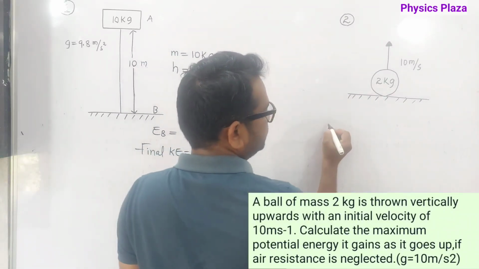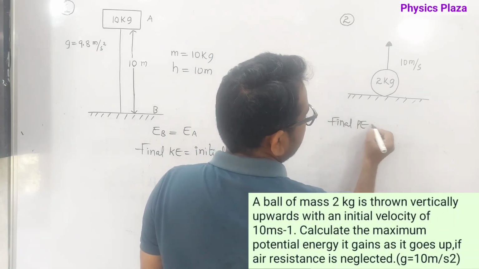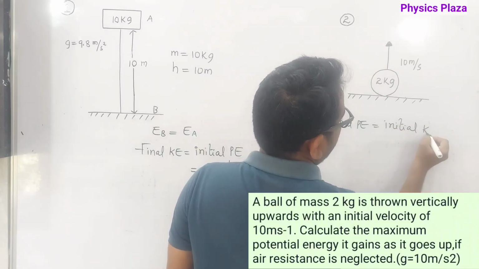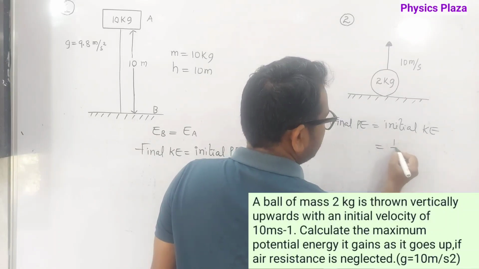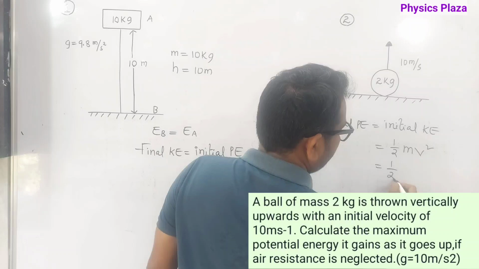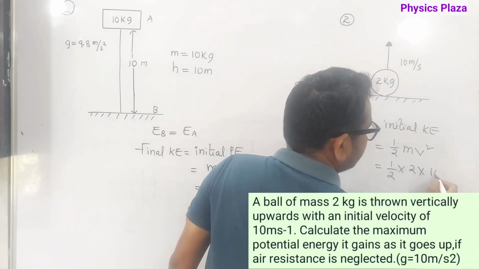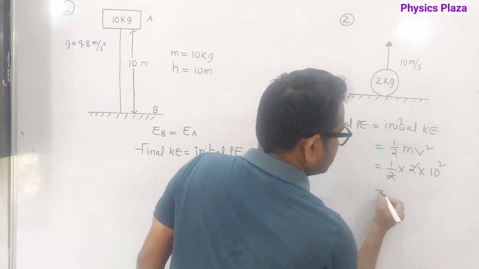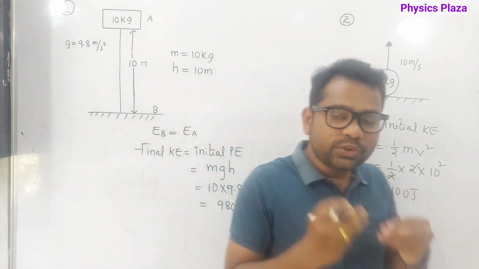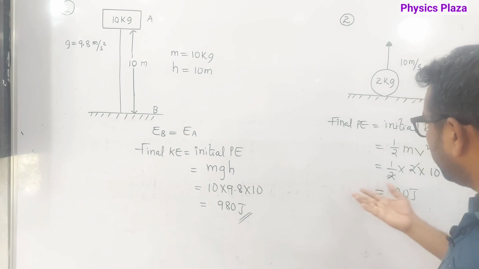So here let us write: final potential energy is equal to initial kinetic energy. So initial kinetic energy, children, is half mv square. Half into mass given 2 kg into v given 10 square. 2 cancel. 10 square is how much? 100 joules. So children, this is how we can use the conservation of energy in order to calculate kinetic energy and in order to calculate potential energy.